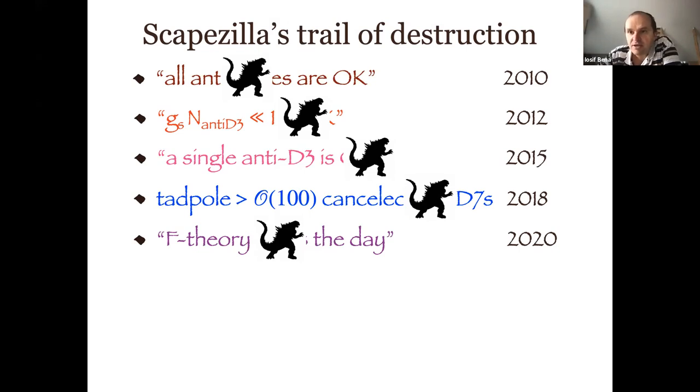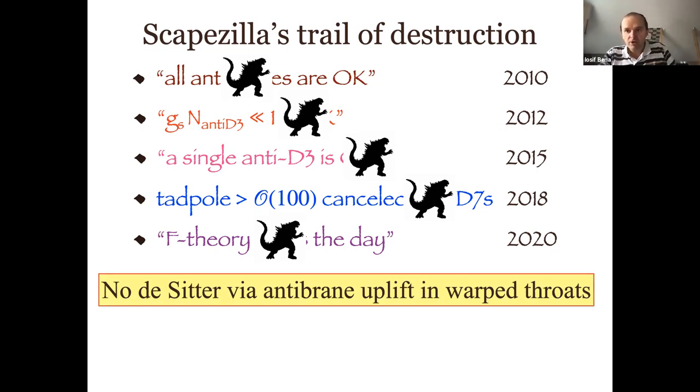So basically, we have gone from all these beliefs which people had, that all antibranes are okay and g_s times N much, much more than one is okay, to having shown by explicit calculations that none of these things is happening. And essentially, the point which I want to make is that there's no way to get de Sitter via antibrane uplift in a warped throat. At least it doesn't look like in a flux compactification we can do it.